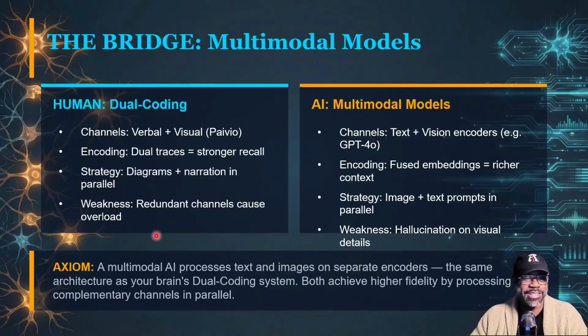So there's that. Now, the axiom is that a multimodal AI processes text and images on separate encoders, right? So essentially, it's two separate channels, the same architecture as your brain's dual coding system, right? So both achieve higher fidelity by processing complementary channels in parallel.